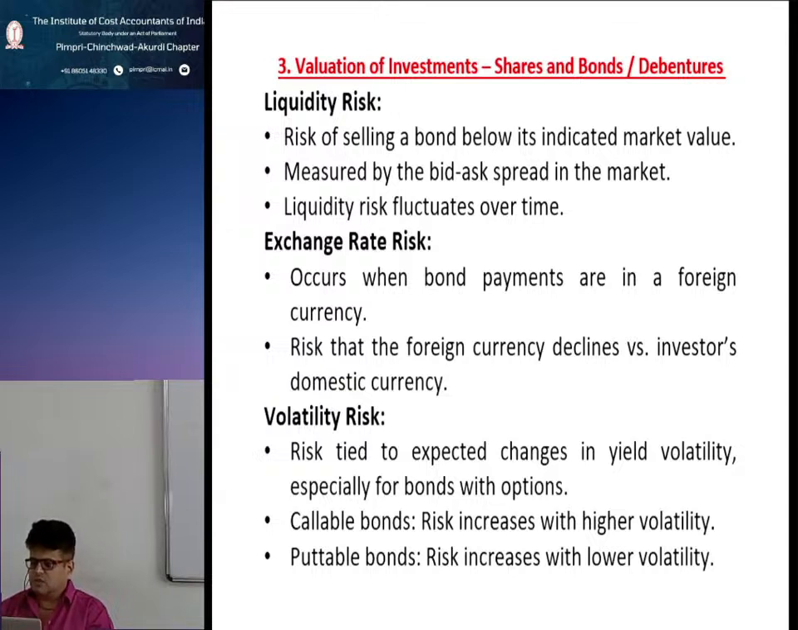Another category of risk associated with bonds is the exchange rate risk. This occurs when bond payments are in foreign currency, and there is the risk that the foreign currency declines versus the investor's domestic currency. Volatility risk is also another risk associated with bonds. It is tied to expected changes in yield volatility, especially for bonds with options. In case of callable bonds, risk increases with higher volatility, and in putable bonds, risk increases with lower volatility. So these are the characteristics of volatility associated with the bond.